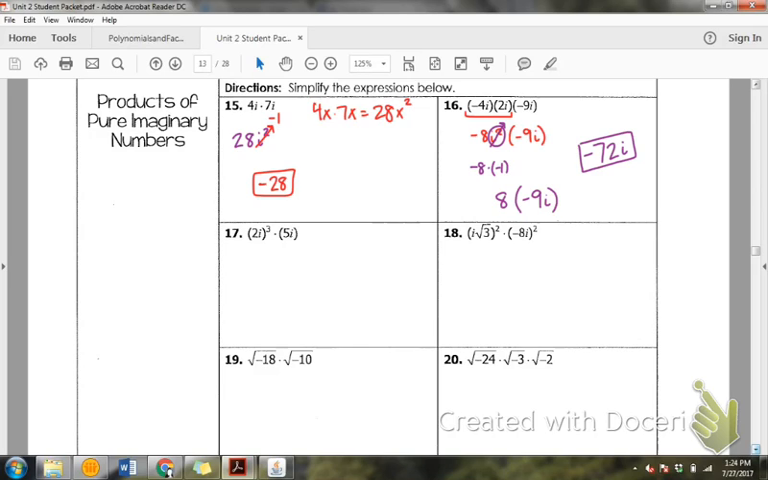Okay, we're going to hop down and do number 19. Actually, no, we're not. I'm just kidding. This is as far as I need you to go today, as far as i is concerned in this lesson. Okay? So we're going to take what we've learned.